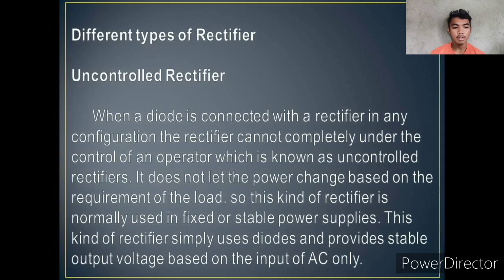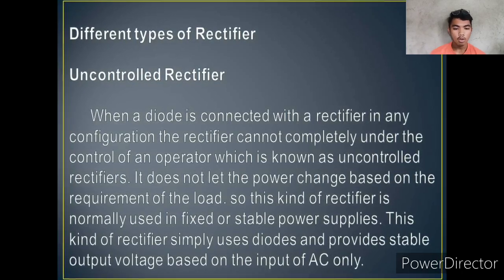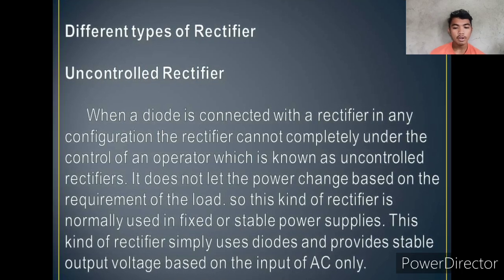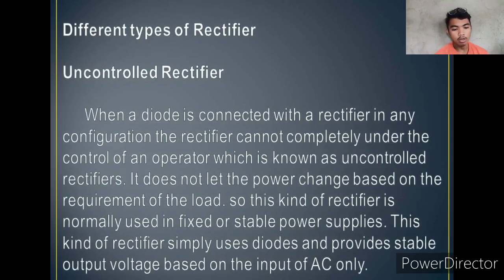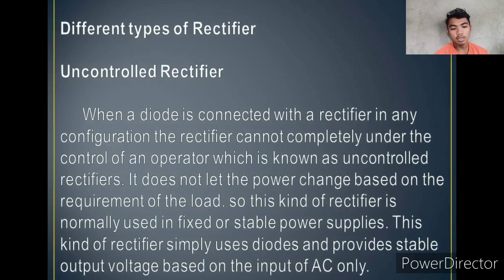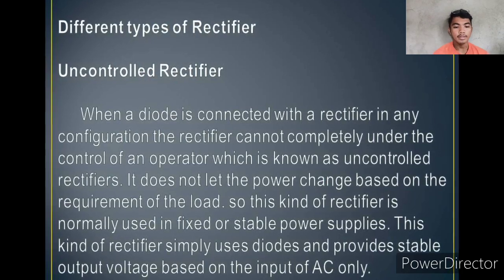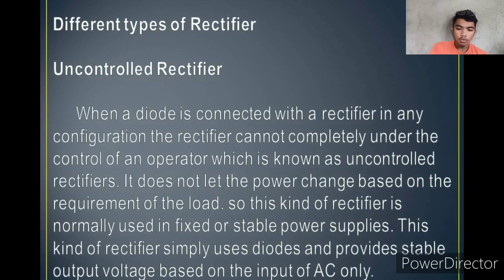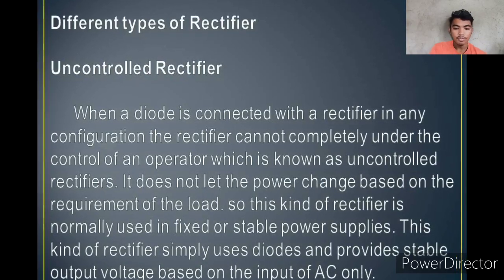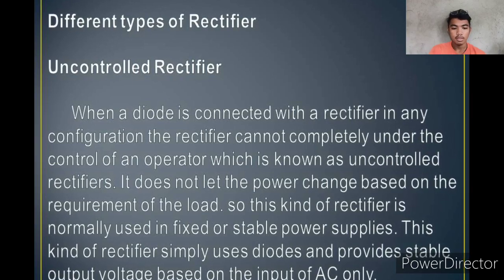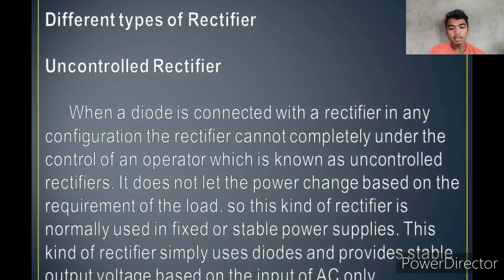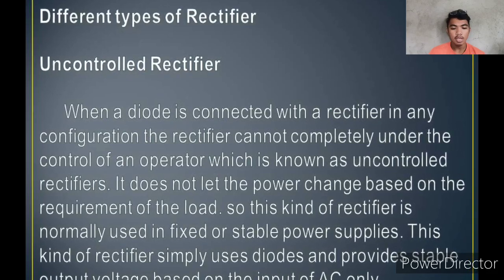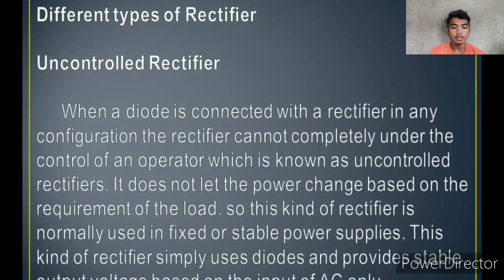The first one is an uncontrolled rectifier. When a diode is connected to a rectifier in any configuration, the rectifier cannot be controlled by an operator, which is known as an uncontrolled rectifier. It does not let the power change based on the requirement of the load. So this kind of rectifier is normally used in fixed or stable power supplies. This kind of rectifier simply uses diodes and provides a stable output voltage based on the input of AC only.